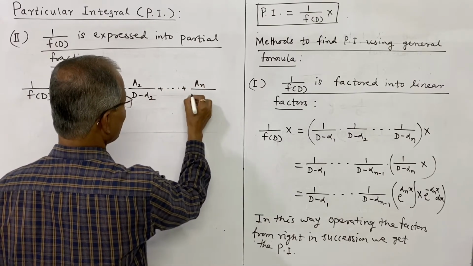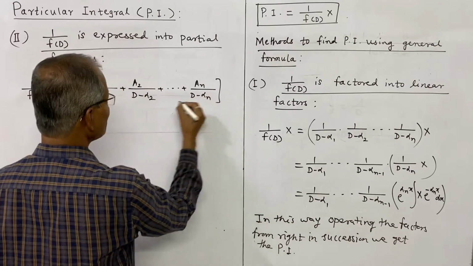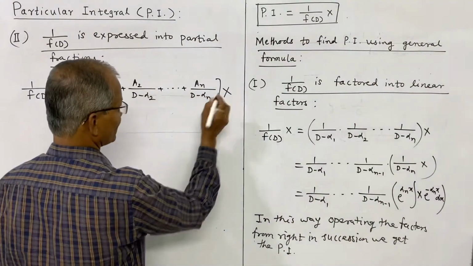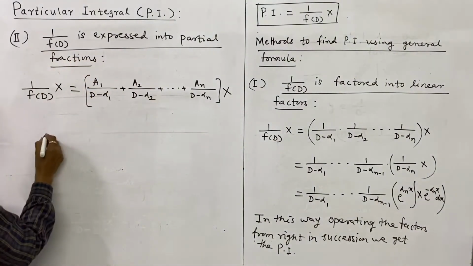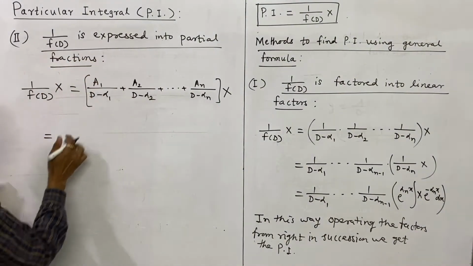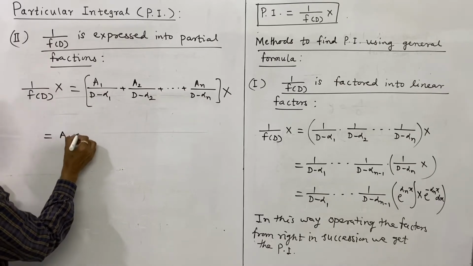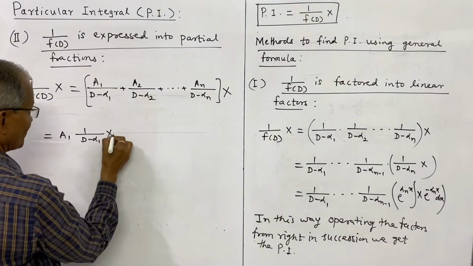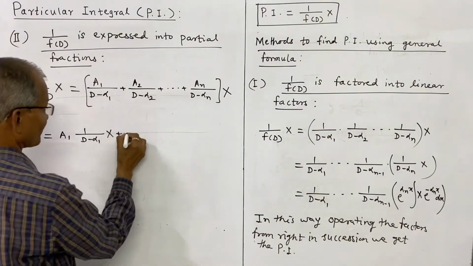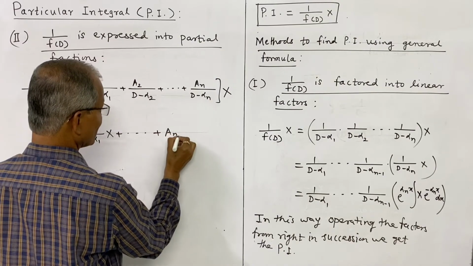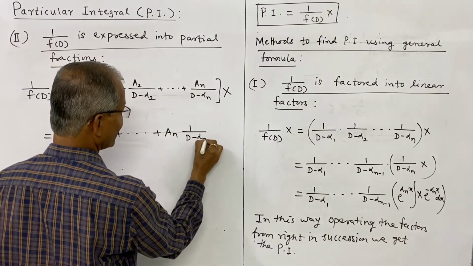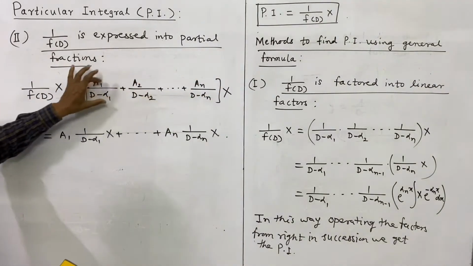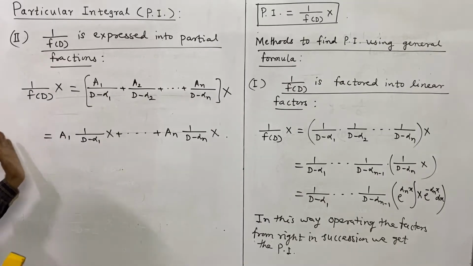So 1 over f(D) is expressed in this form, operated on x. Now that gives, this is equal to, a1 is a constant, so a1 times 1 upon D minus alpha 1 operated on x, plus a2 and so on, plus an times 1 upon D minus alpha n operated on x. Each is to be operated on x, and a1, a2 are constants, so they can be written separately.